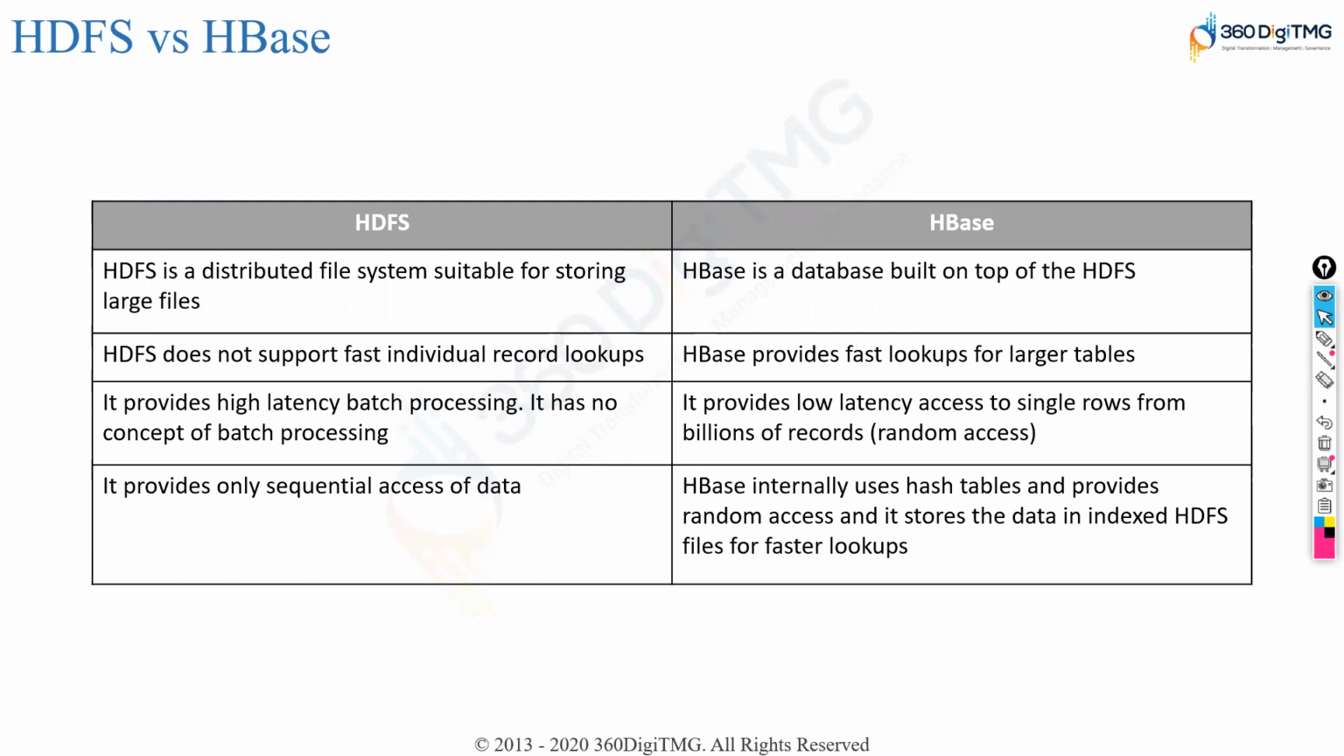So we can very quickly read the entire table. All you need to know is the row key, right? HDFS has high latency. It takes a lot of time. Whereas HBase has low latency, because you can directly access that one single row. Directly you go there.